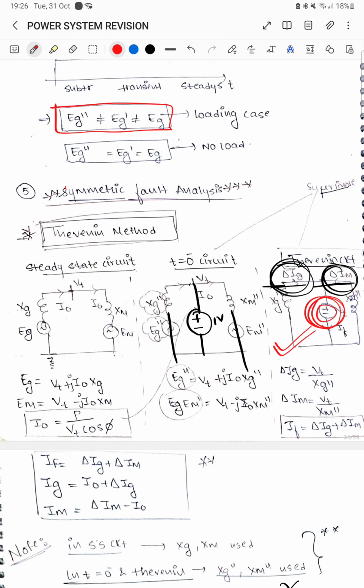We'll be replacing the fault terminal with a dummy voltage source of 1 volt, and we'll be finding delta Ig and delta Im, and the fault current will be equal to delta Ig plus delta Im. If required to find Ig and Im, Ig is equal to delta Ig plus I naught, and Im is equal to delta Im minus I naught.